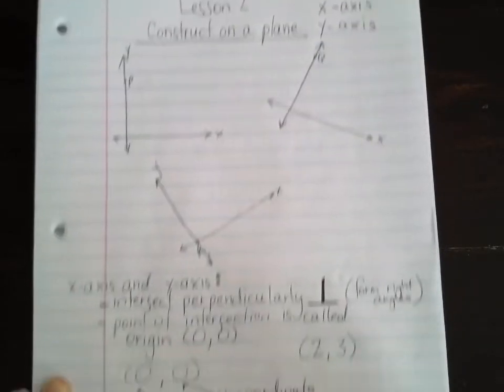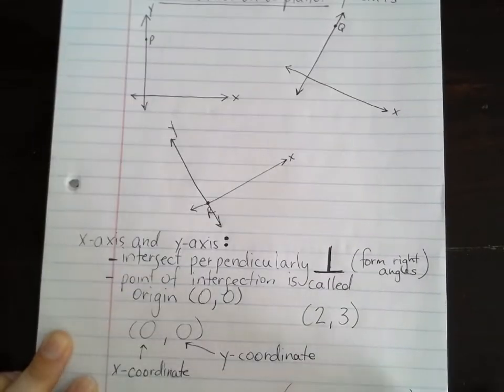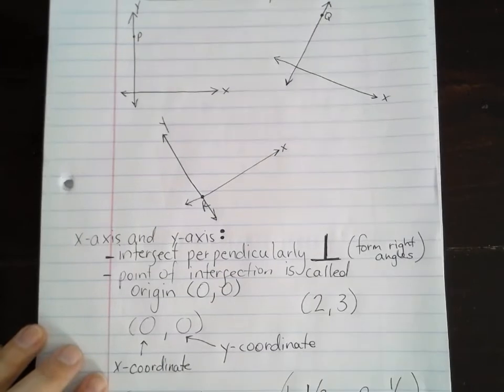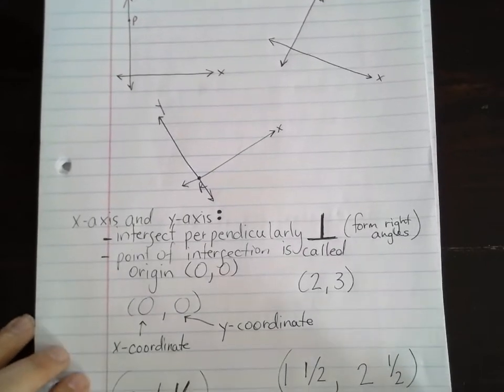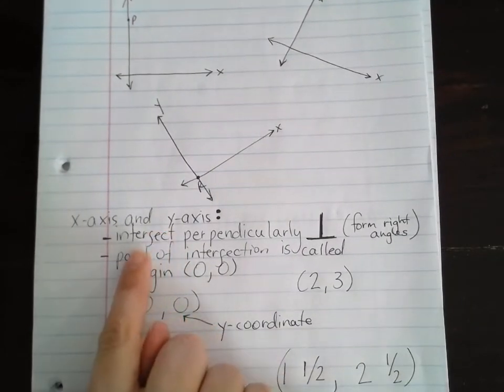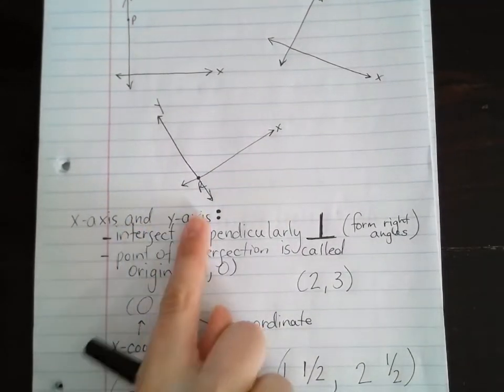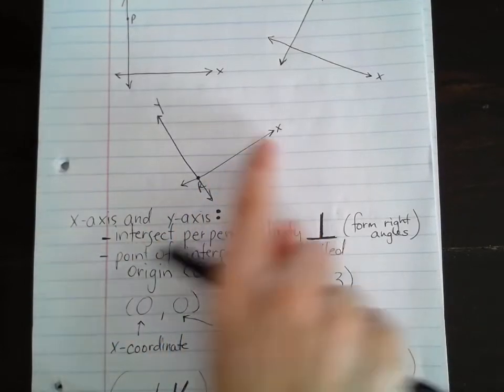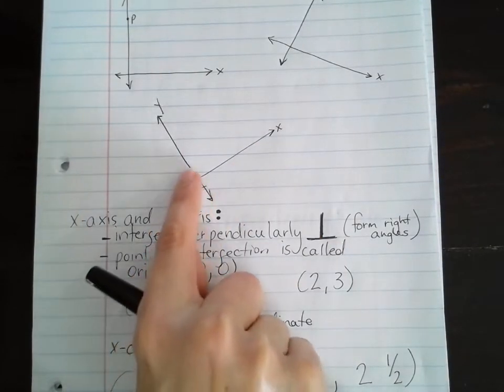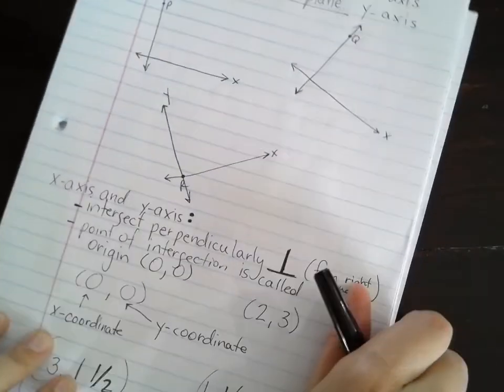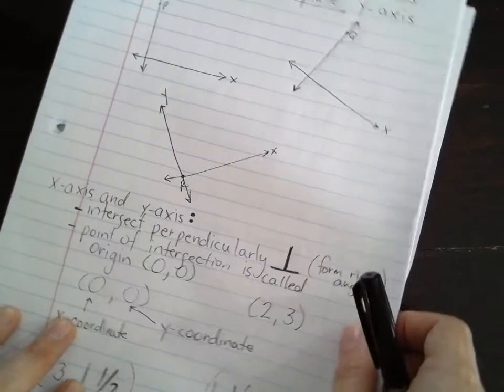And something else down here, remember, you can pause the video at any time and write down these notes. I want you to get these copied in your math notebook, okay? So you pause at any time to keep caught up. So we want them to intersect, the x-axis and y-axis. That's the line x and line y. We want them to intersect perpendicularly to form right angles. Might not be super perfect, but you get the idea.